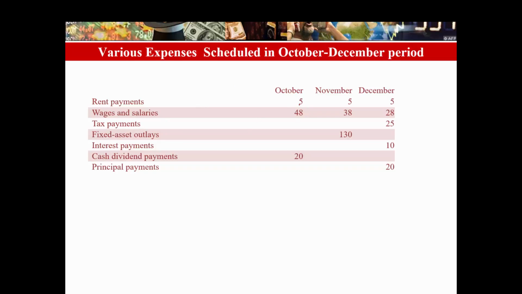Rent payments are $5,000 each in October, November, December. Wages and salaries are $48,000, $38,000, and $28,000 in the following months. Tax payment, in December we will have a $25,000 tax payment. We plan an outlay, a capex of $130,000 in November. A scheduled dividend payment in October, $20,000, and in December there's going to be a principal payment of $20,000. So these are some of the disbursements that we have, excluding the purchases.